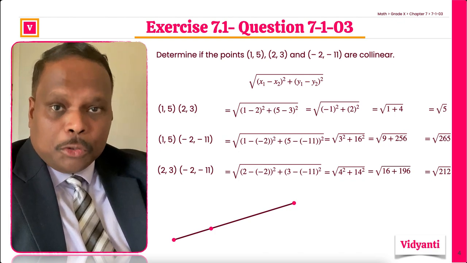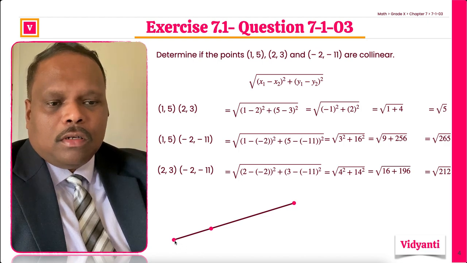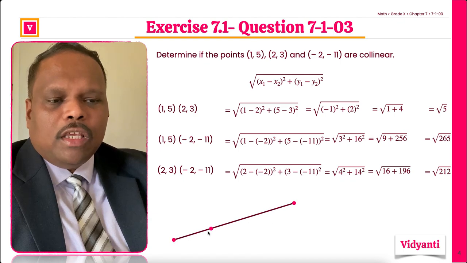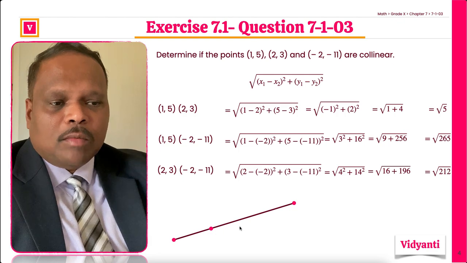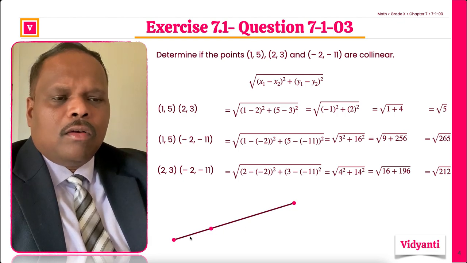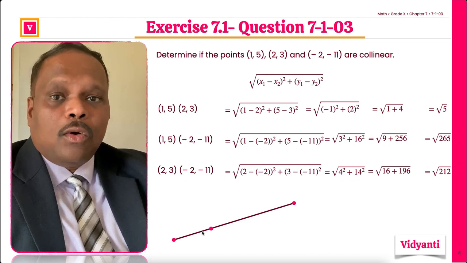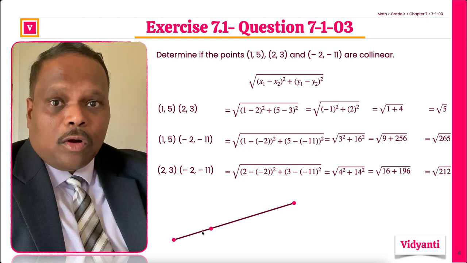If that is true, then the longest distance between the farthest 2 points, let's say this red dot and this red dot, whatever the distance is, the extreme distance will be simply equal to the addition of the two smaller distances. So if the largest distance is equal to the sum of the two smaller distances, then we can say with sufficient confidence that these 3 points are collinear. Let's check whether this condition is being satisfied in this scenario or not.